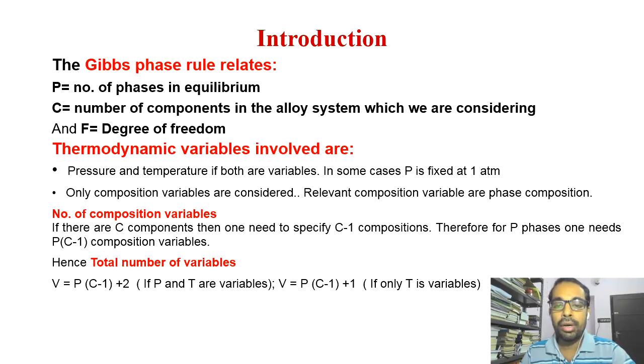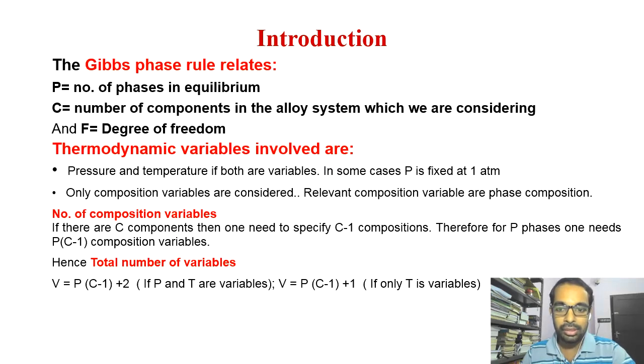The second type of variables involved are the composition variables, and the relevant composition variables are the phase compositions. The overall alloy composition is not a variable except when we have single phase equilibrium, where the alloy composition is also the phase composition. So we only consider the phase compositions plus the thermodynamic variables, that is, mostly temperature alone.